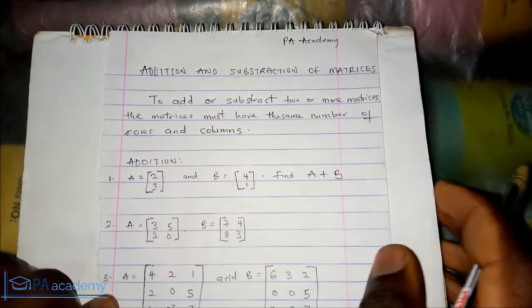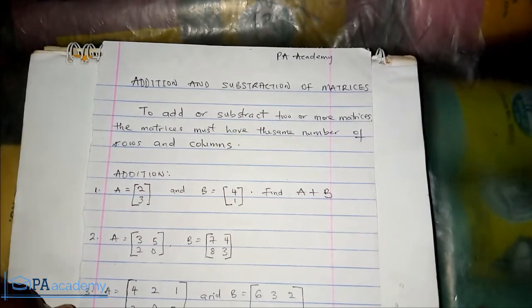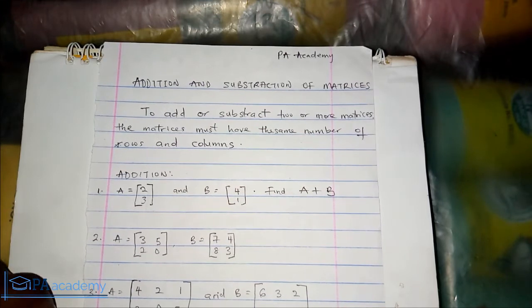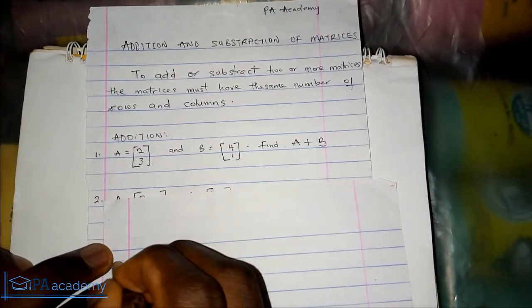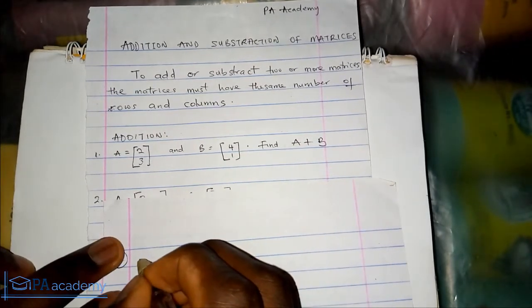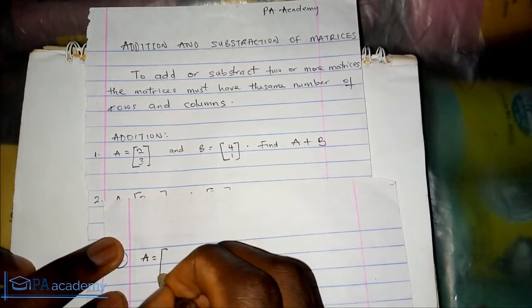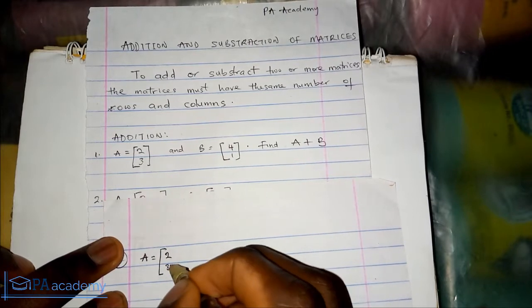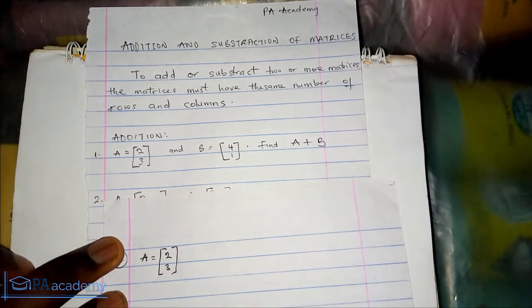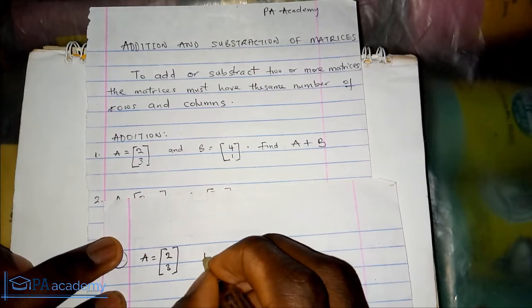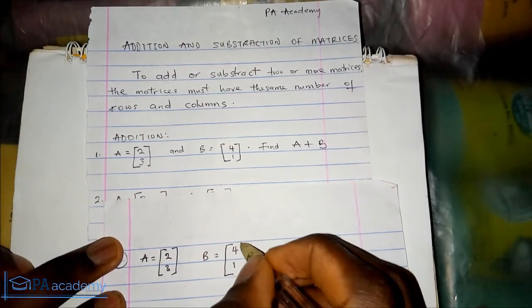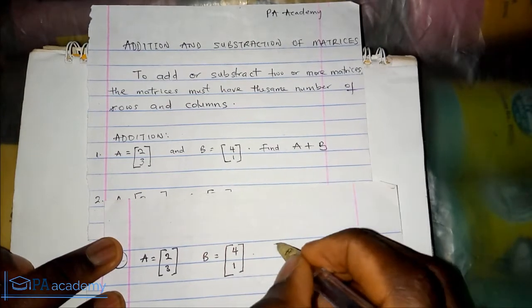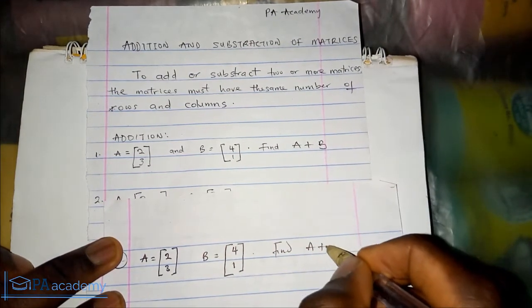So these are the examples we are going to use for the addition. The first one says A is 2, 3. So this is a 2 by 1 matrix. And then for B, 4 and 1. And we are asked to find A plus B.